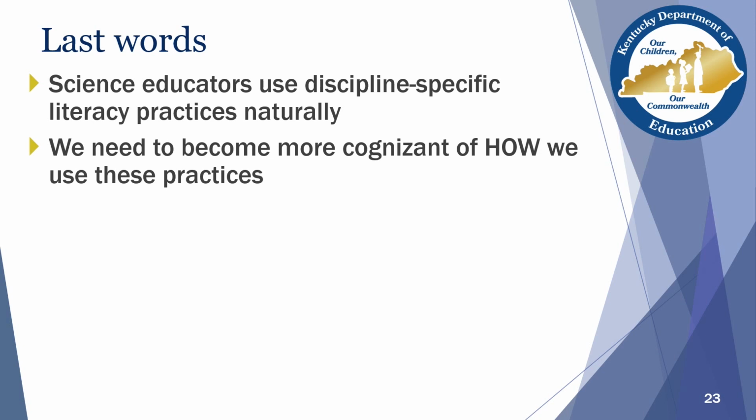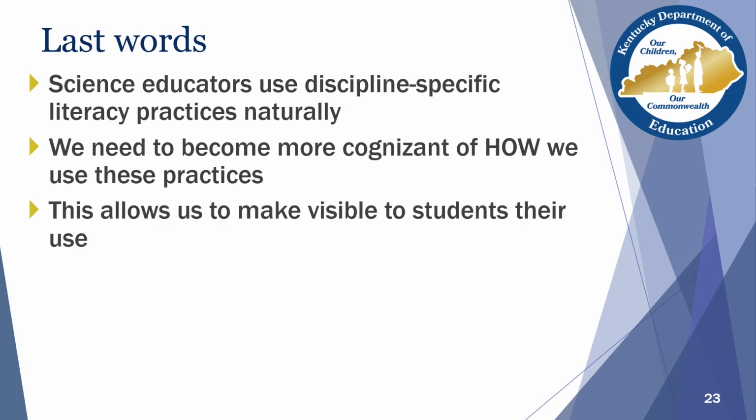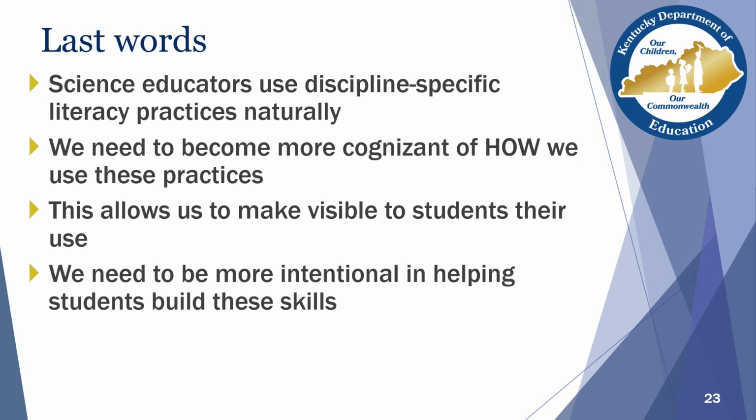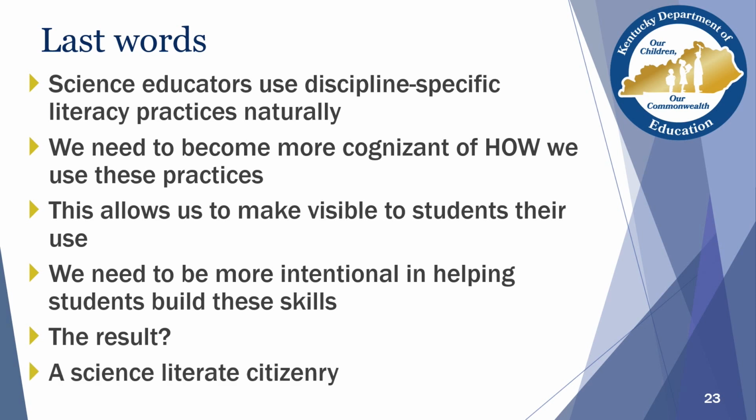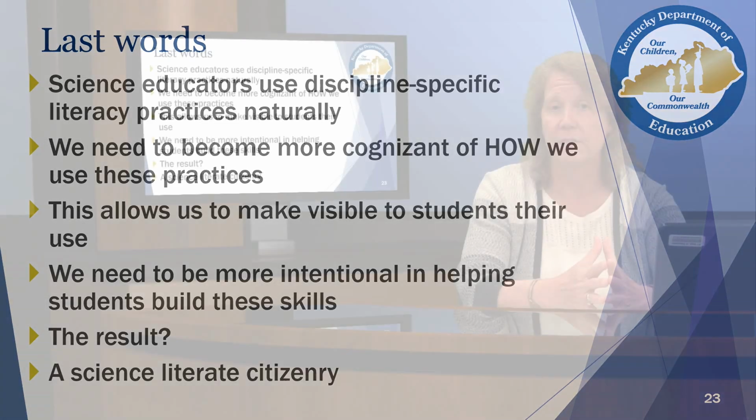But what we need to do is become cognizant of how we ourselves use those practices. And once we become cognizant of it, then we can make it visible to our students so that the students can be able to use those same practices. So in other words, we need to be more intentional in helping students build these skills. So as we are utilizing these practices, then we need to tell students what our thinking is. We need to make it visible, because the result then will be a science literate citizenry. And this is what we actually need. And this is the intent of science education.